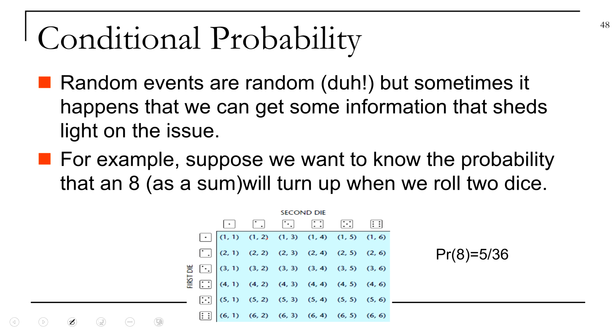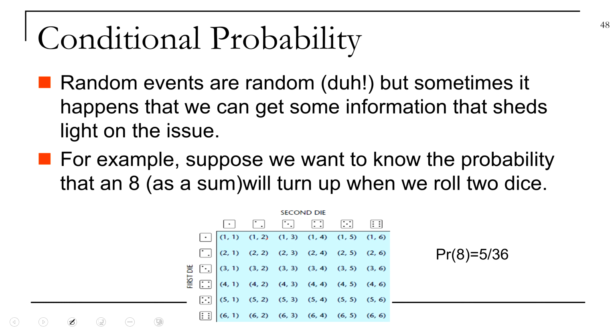And then once we have the addition rule down, we can start looking at some more advanced ideas, and we'll do this in the next video also. We'll expand on this. There's something called conditional probability. And conditional probability gives you some additional information and then asks, does the probability change, or what's the probability given some additional information? For example, suppose we want to know the probability that an 8 as a sum turns up when you roll 2 dice.